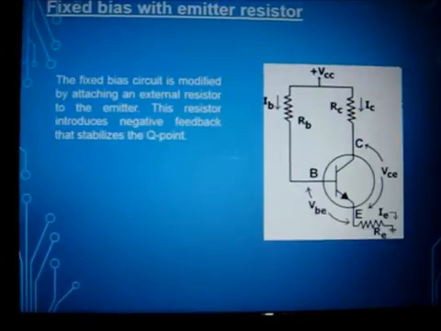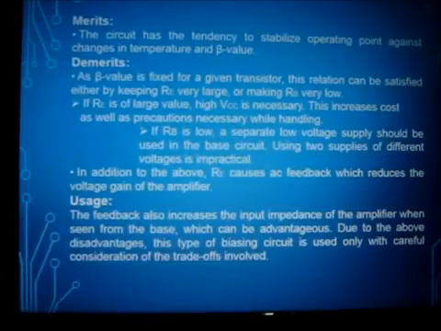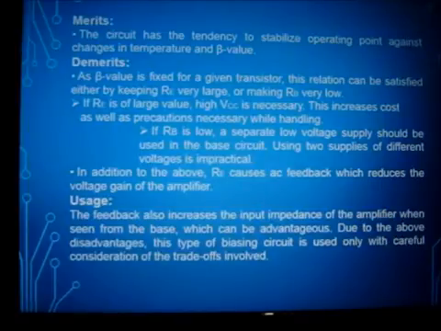The fixed bias circuit is modified by attaching an external resistor to the emitter. The resistor introduces negative feedback that stabilizes the Q point, and this has some merits and demerits. The merit is the circuit has a tendency to stabilize the Q point against changes in temperature and beta value. This is a very important merit of this part, that is, it can stabilize the Q point with respect to change of temperature and beta value, that is, the transistor parameter.